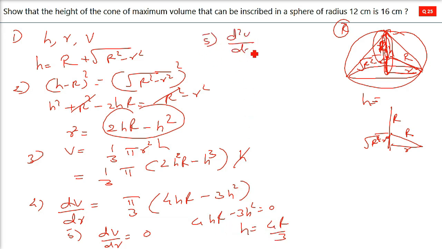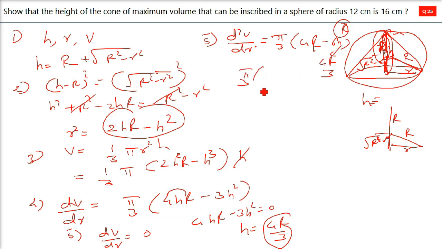Next thing will be d2V by dR square. So we double differentiate it now, and you are going to get this expression, 4R minus 6h. Now you have to place h equals 4 capital R by 3, and you need to find out whether you are going to get a negative value or a positive value. If you get negative, it's a maximum. If you get positive, it's a minimum. So this is d2V by dR square, and the radius, 12 centimeter, is known to us, and 16 centimeter we have to compute.